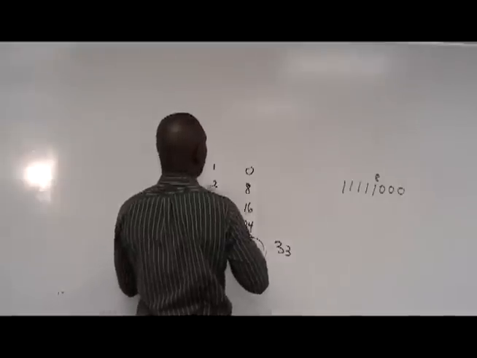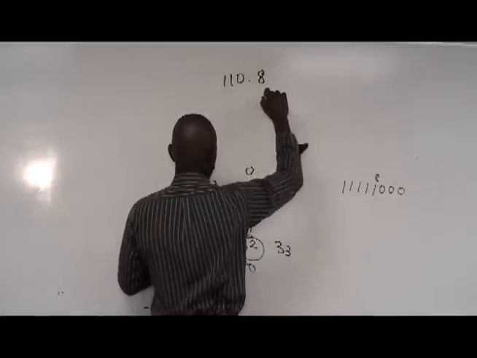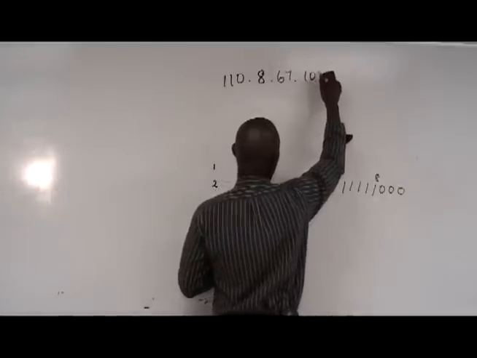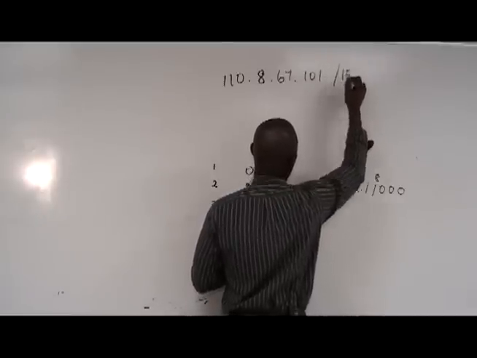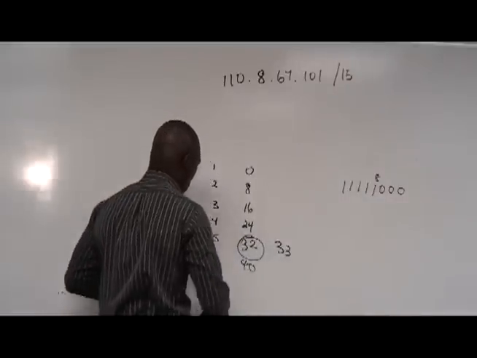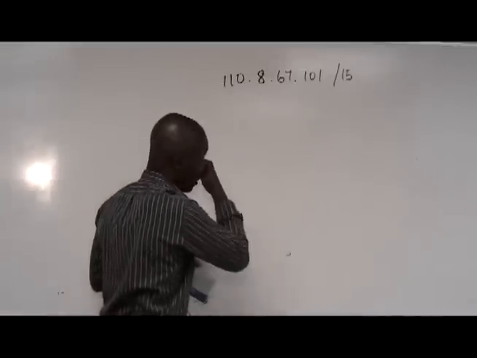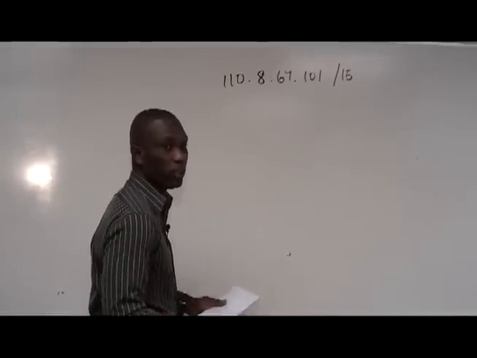So far, we have only been doing classless on the C side. Let me get a little difficult here. So we have 110, right? We're going to do an example of a class A here. 8.67.105, right? Or 101, I should say. And we will make this a /15. I'm going with an even harder one here, to be honest. Let's write out the binary representation first to find out the magic number.